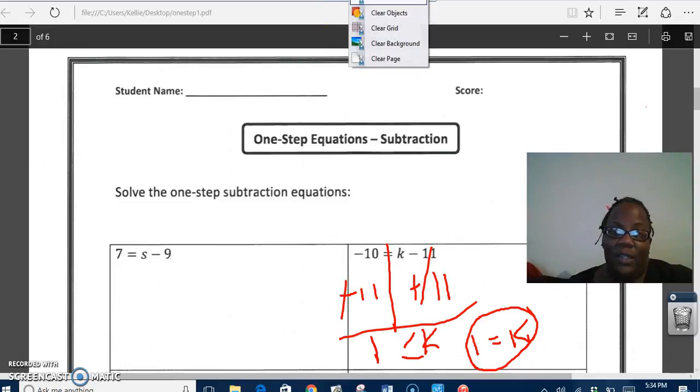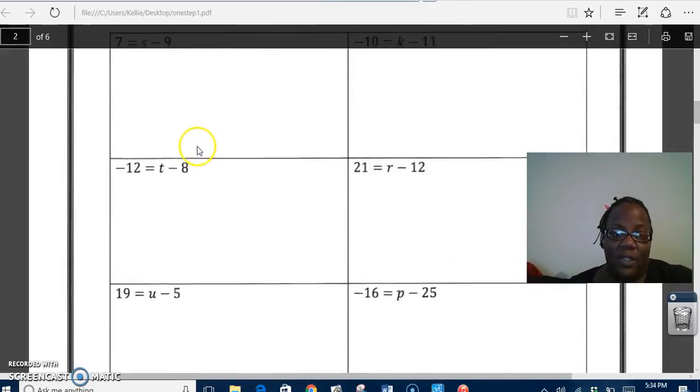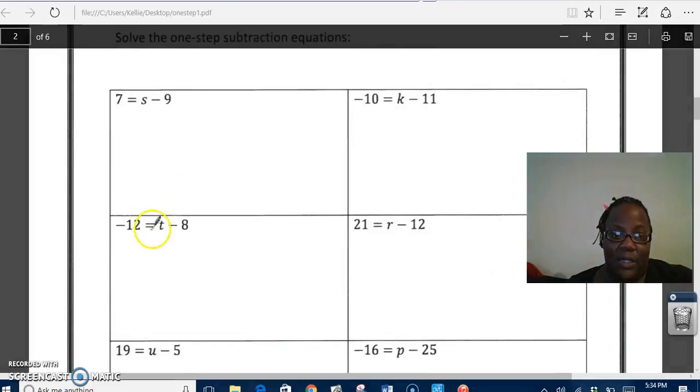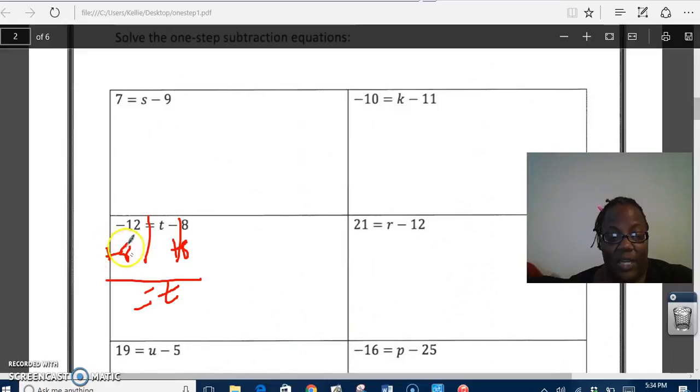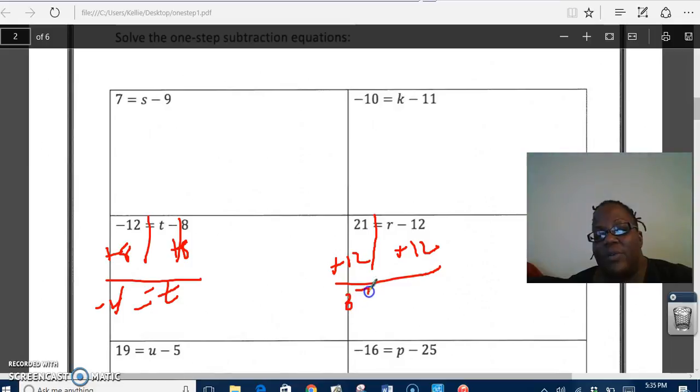Okay. And I have a few seconds left for this recording, so I will quickly do this one. It was a -8, do the opposite of what I see. That cancels out, leaving me T equals negative plus a positive, 8, 9, 10, 11, 12. -4 is my answer. And this one, plus 12, voila. 33 equals R, because that canceled out.